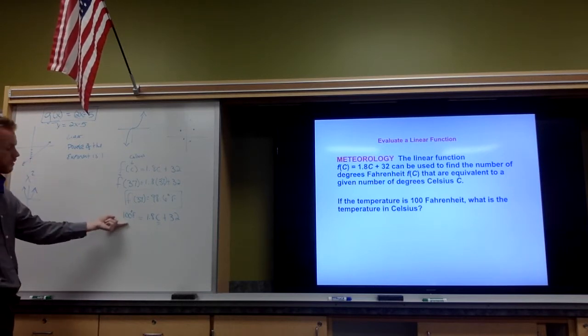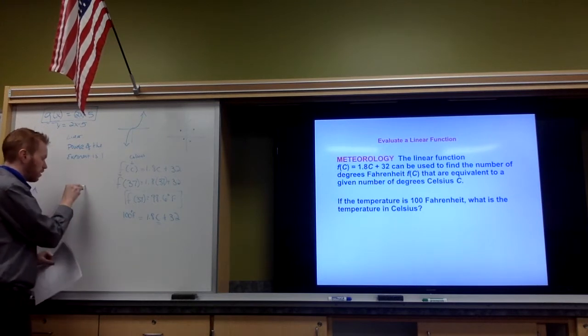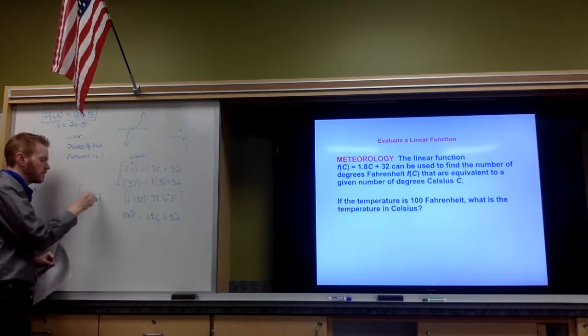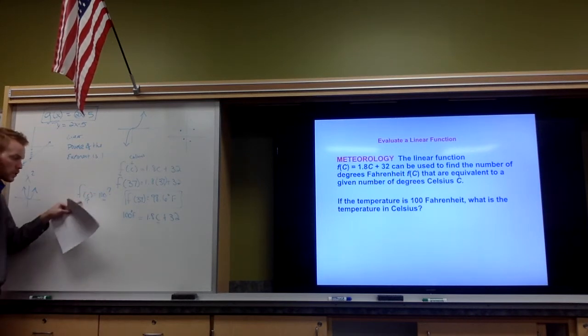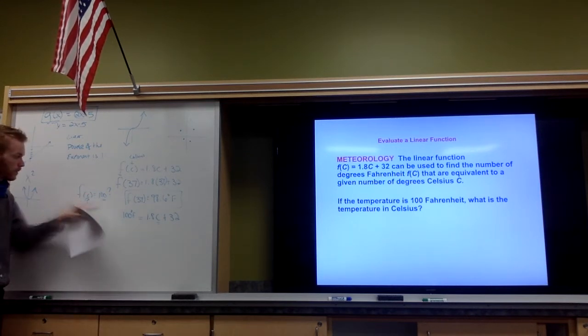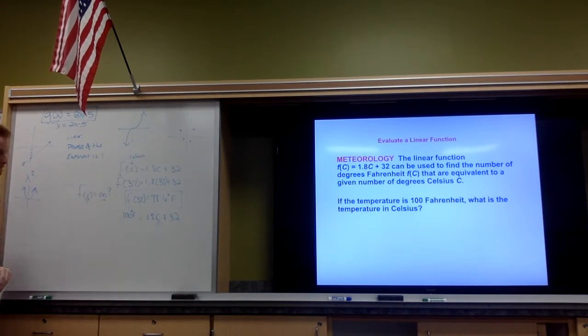So now I'm looking at this guy right here. So in other words, what f of c gives me 100? What c value gives me 100 degrees? That's what this says. So I plugged 100 degrees in for the f of c part. See how I just kind of flipped them out?